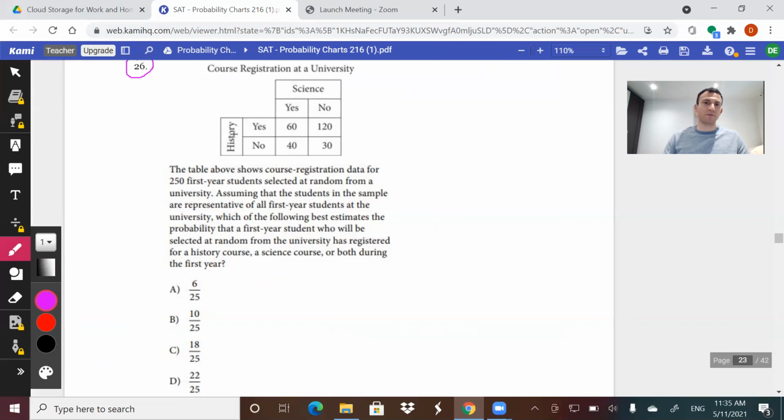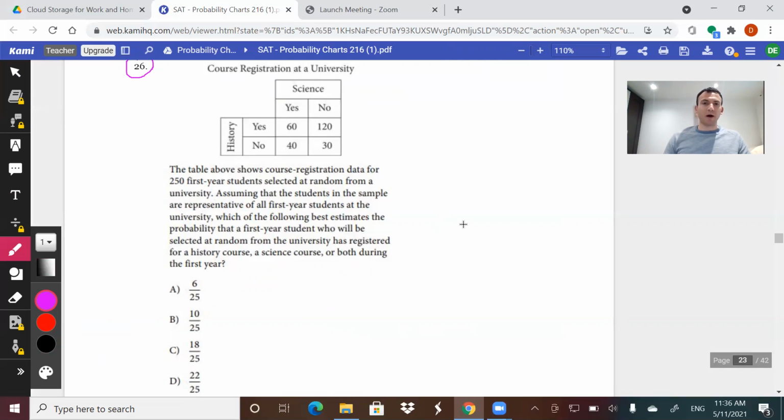60 people registered for both science and history. Yes and yes to both. 120 registered for history but not science. Ooh, so I guess history is just more popular. Sorry, science. 40 registered for science but not history, and 30 registered for neither.